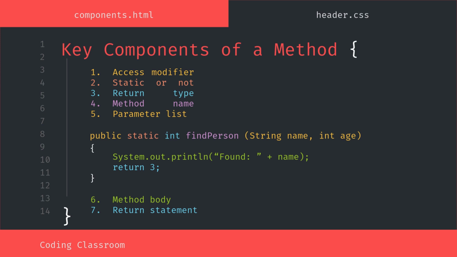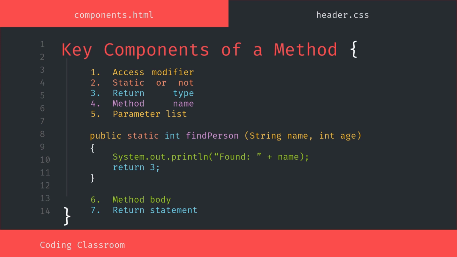Parameter list. Parameters are the inputs the method needs to perform its task. They're written inside parentheses as data type, variable name. For example, int a, int b in a method for adding two numbers. Method body. This is where the action happens. The body contains the logic that defines what the method does. It's enclosed in curly braces and can include anything from calculations to printing text.